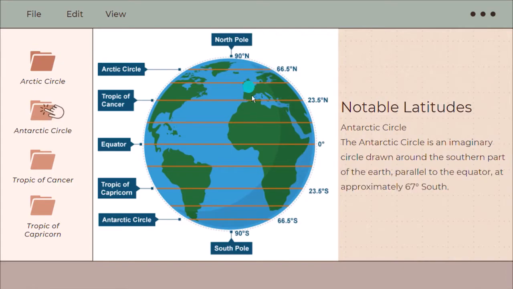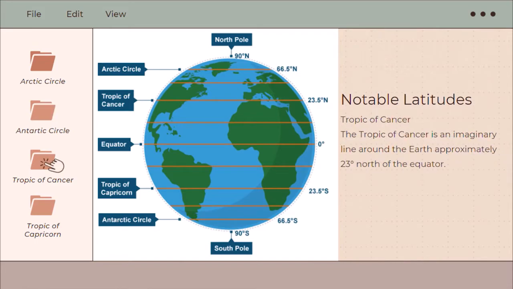The next is the Antarctic Circle. It is an imaginary circle drawn around the southern part of the Earth, parallel to the equator at approximately 67 degrees south. Any location falling south of this latitude is said to be in the Antarctic Circle. Places in both the Arctic and the Antarctic Circle experience the midnight sun and the polar night.